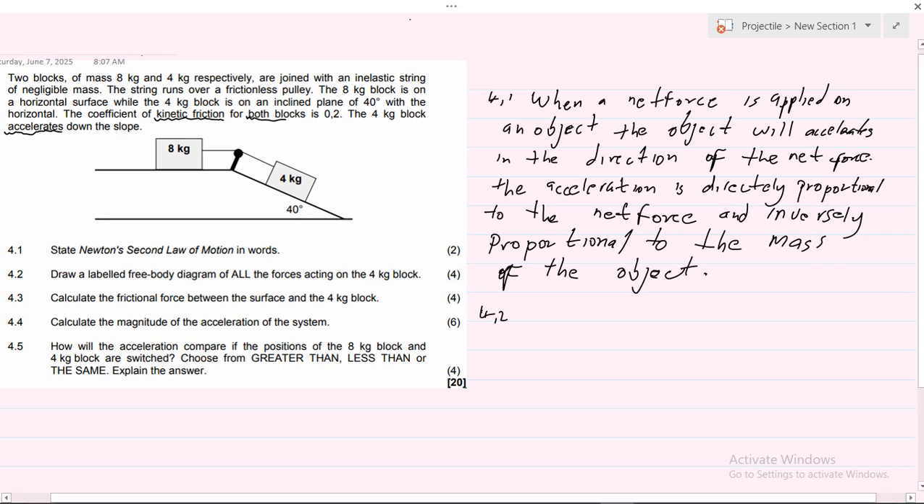4.2 says draw a labeled free body diagram of all the forces acting on the 4 kg block.